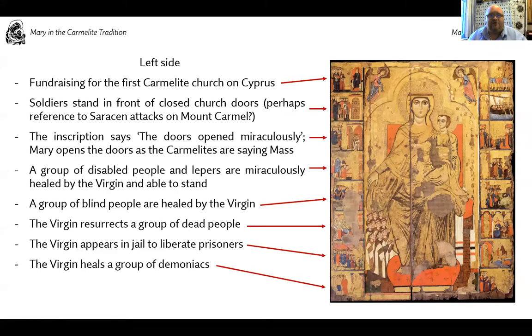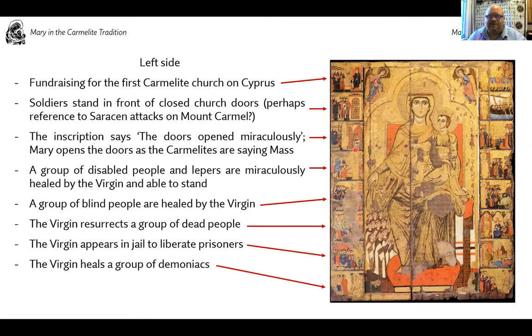We don't really know much about the background, but the first image seems to show fundraising for the first Carmelite church on Cyprus, the brothers begging for alms. Carmelites were always asking for money for things, and we have a long tradition for that. Then there's an image showing soldiers standing in front of the closed doors of the Carmelite church, which maybe only makes sense when you look at the next one, because the inscription says the doors open miraculously. Mary appears.